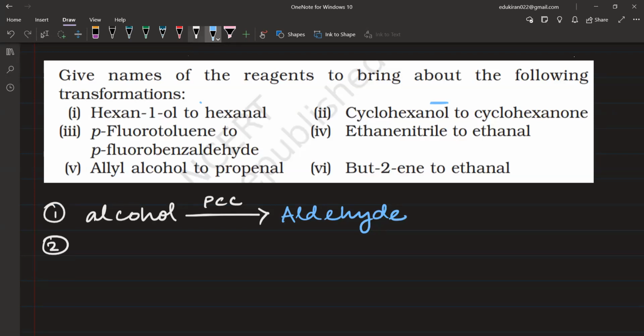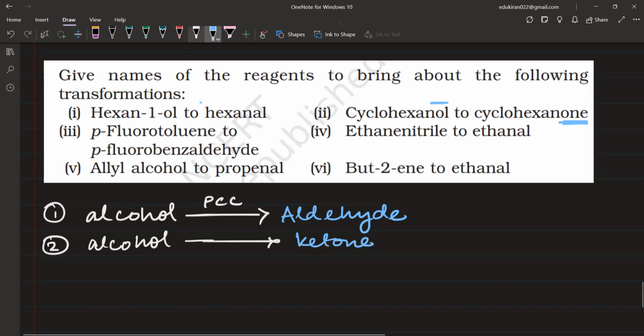What class of compound is that? Alcohol. Again, alcohol. And we have to convert it to what class of compound is this? Ketone. Ketone. क्या यूज करेंगे यहाँ पे? What are we going to use?